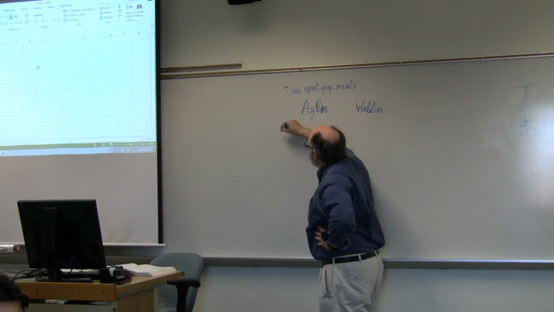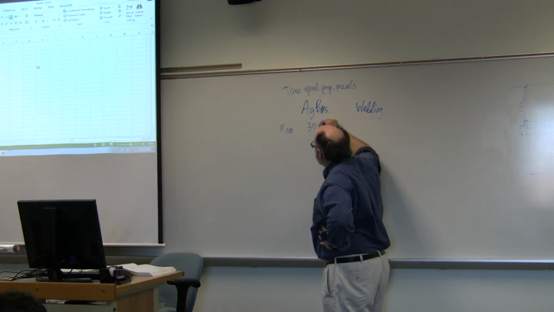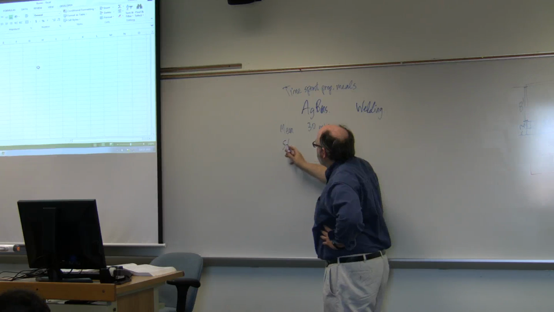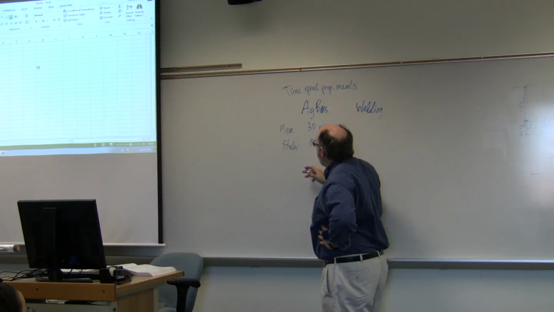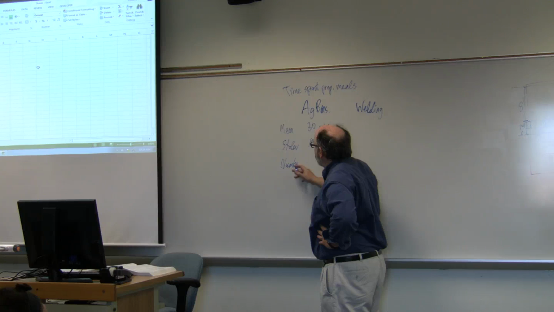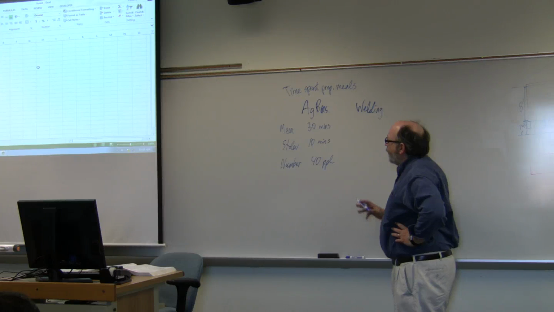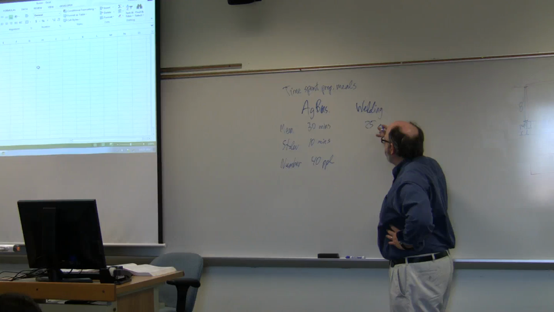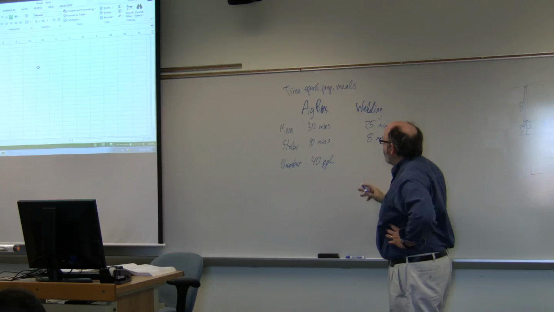Ag business has a mean of 30 minutes, standard deviation of 10 minutes, and the number of people I talked to was 40. Welding, they had a mean of 25 minutes. Their standard deviation was 8 minutes. And I talked to 36 people.